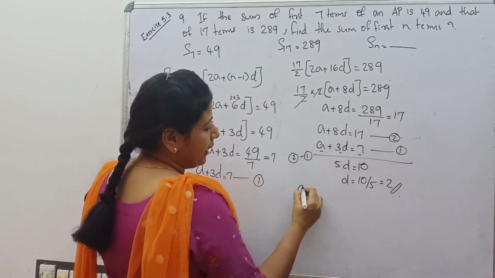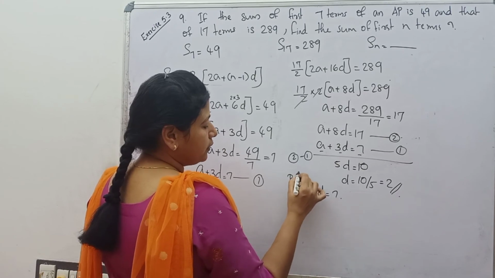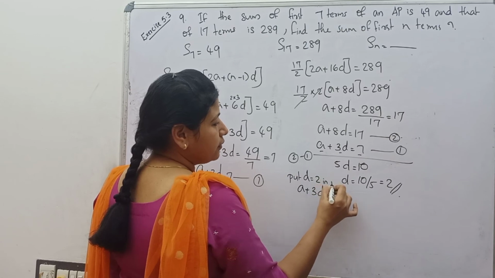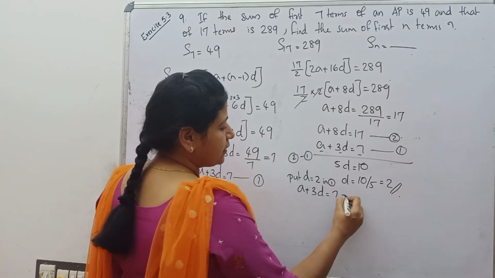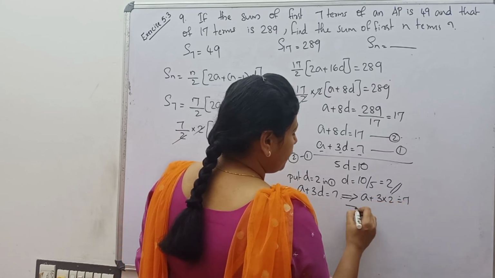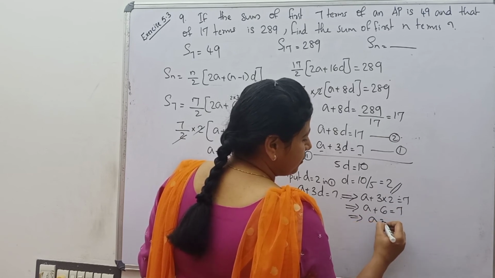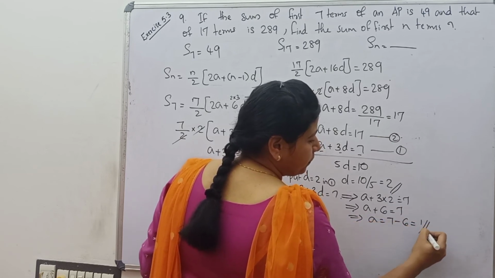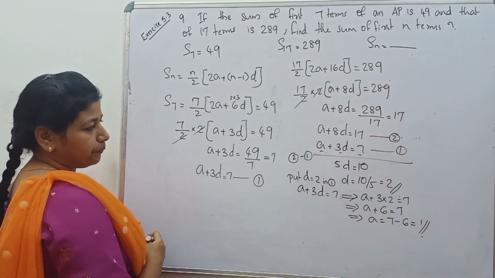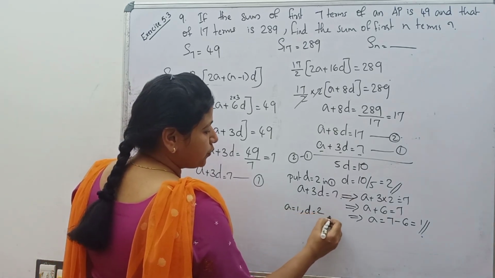What is a? a plus 3d equal to 7. This is the first equation. So put d equal to 2 in the first equation. So you'll get a plus 3 into 2 equal to 7, or a plus 6 equal to 7, or we can write a equal to 7 minus 6 equal to 1. So a is 1 and d equal to 2. Okay, a equal to 1 and d equal to 2.